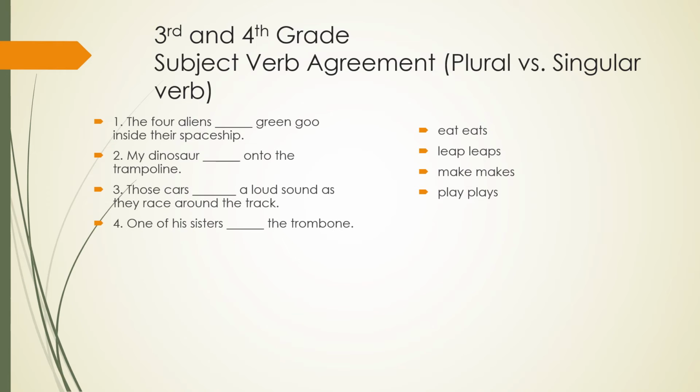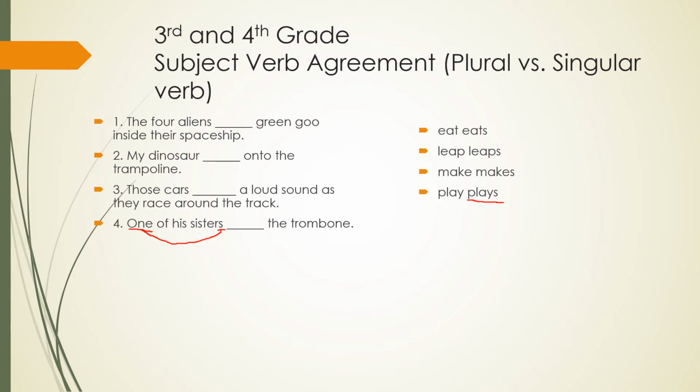One of his sisters play the trombone, or should it be one of his sisters plays the trombone? I'll let you think about it. Pause the video, and I will give you the answer now. One of his sisters plays the trombone. And this one's a little hard because we have sisters here, so there's an S, but it's actually singular because it's one.